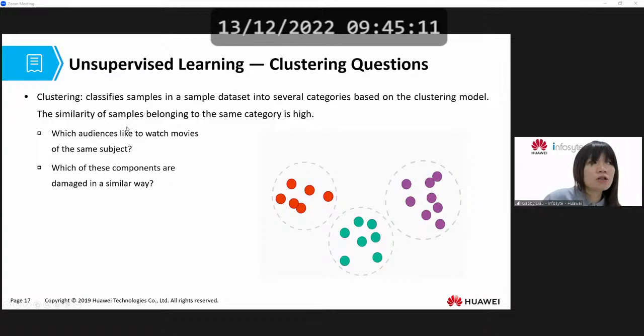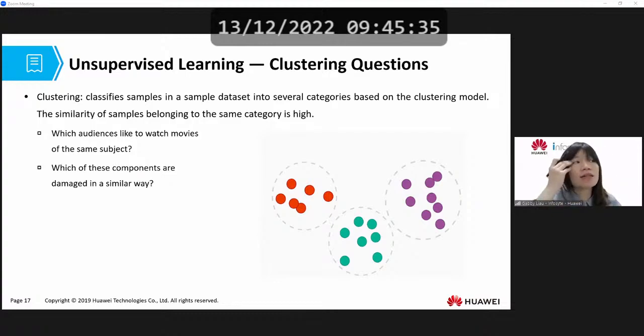Okay, so you might need to look into the audience data. What are the previous movies that this audience has watched before? Based on the previous movies that the audience has watched, we can put the audience that has watched similar movies into the same category.